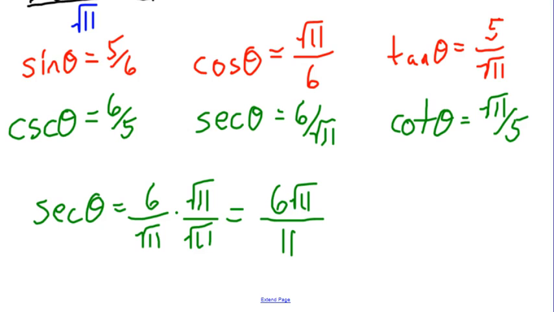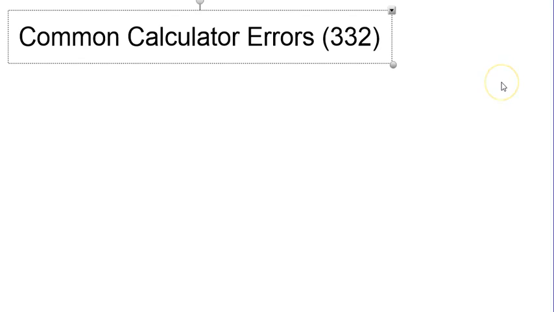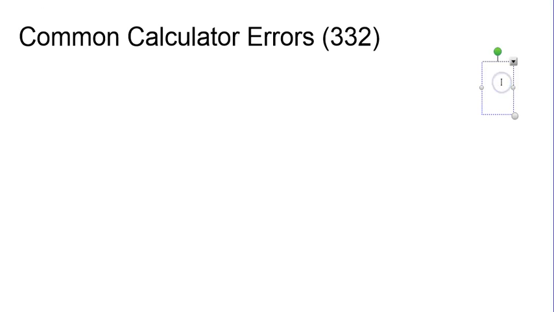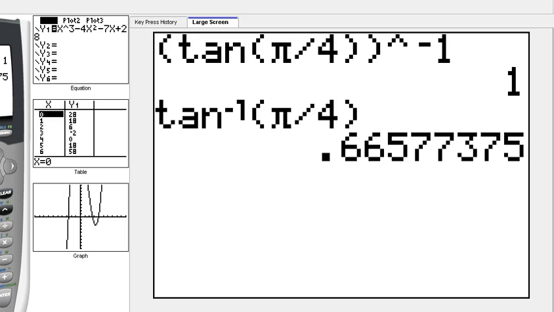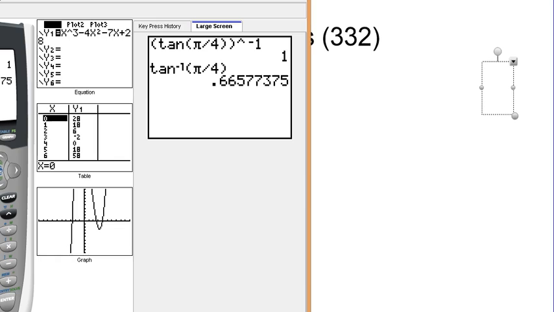of writing it. Okay? The next thing we're going to briefly talk about are some common calculator errors you are going to make. They talk about these on page 332 in your books. There's basically 4 ones they refer to. Okay. The first one is simply making sure that you are in the correct mode.